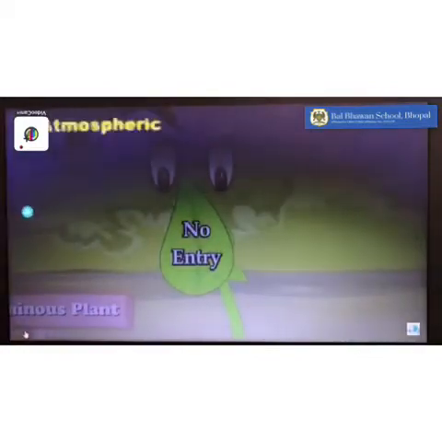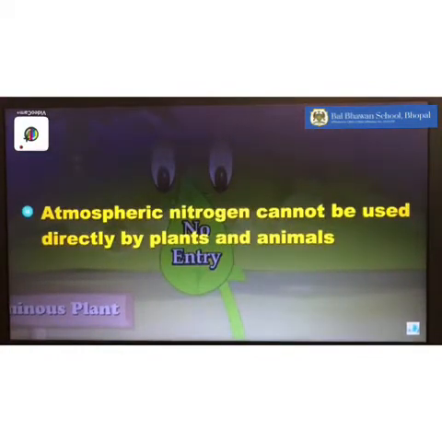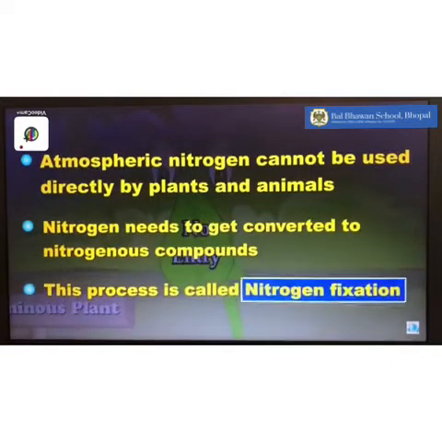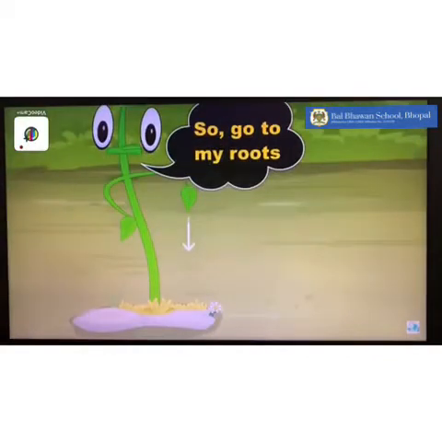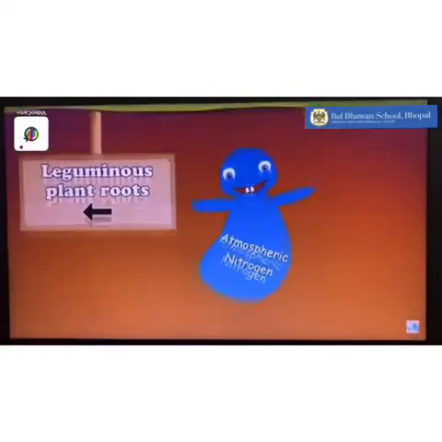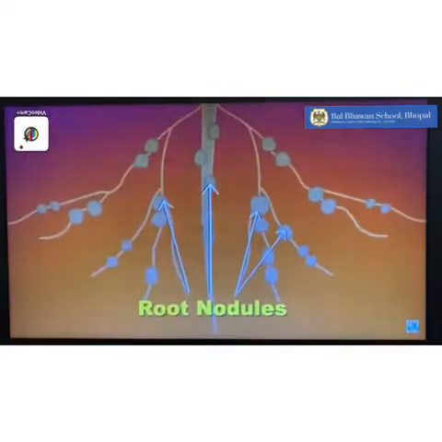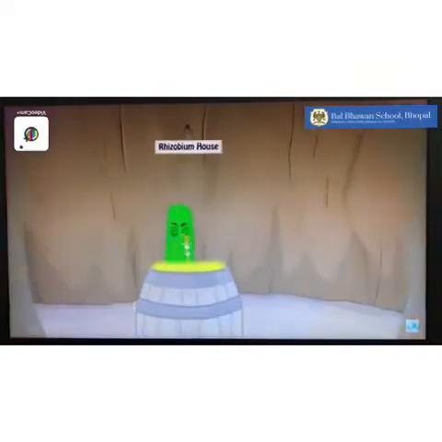Let's study the nitrogen cycle. The atmospheric nitrogen cannot be used directly by plants and animals. The nitrogen needs to get converted to nitrogenous compounds. This is called nitrogen fixation. So the atmospheric nitrogen, before being absorbed by the plants, will have to be converted into compounds of nitrogen.